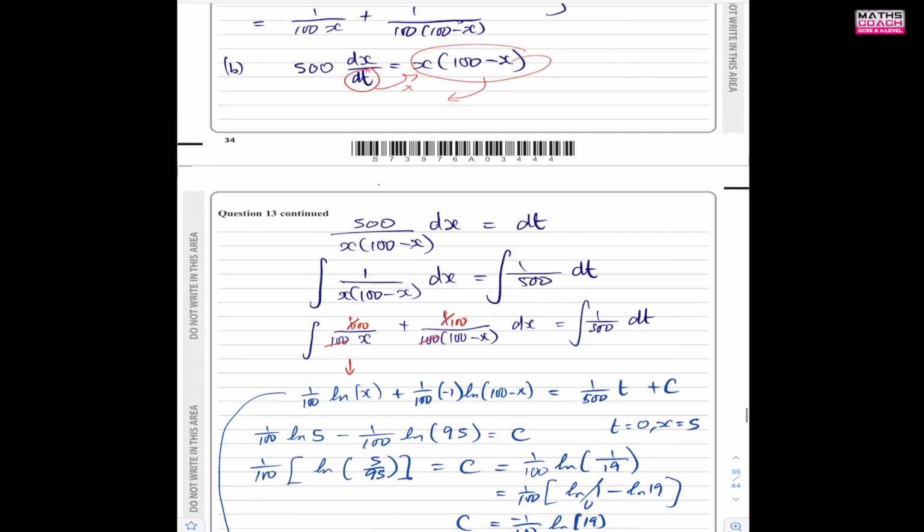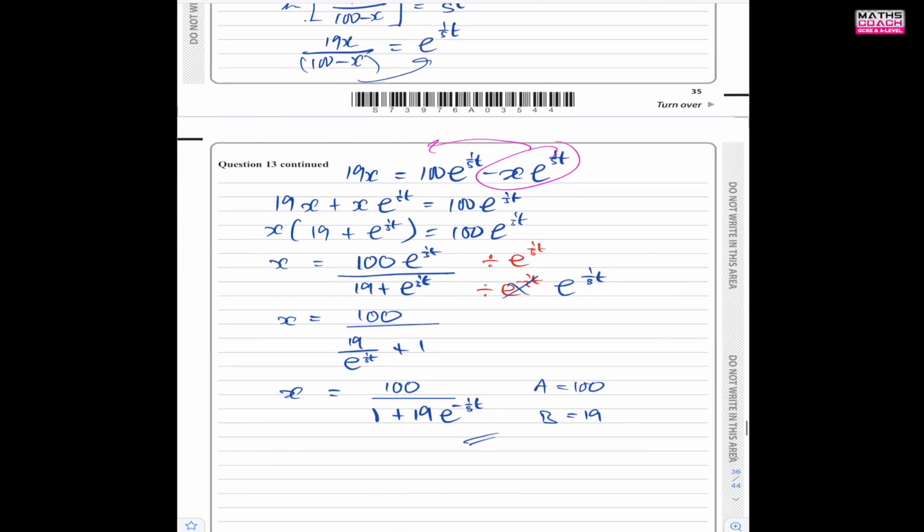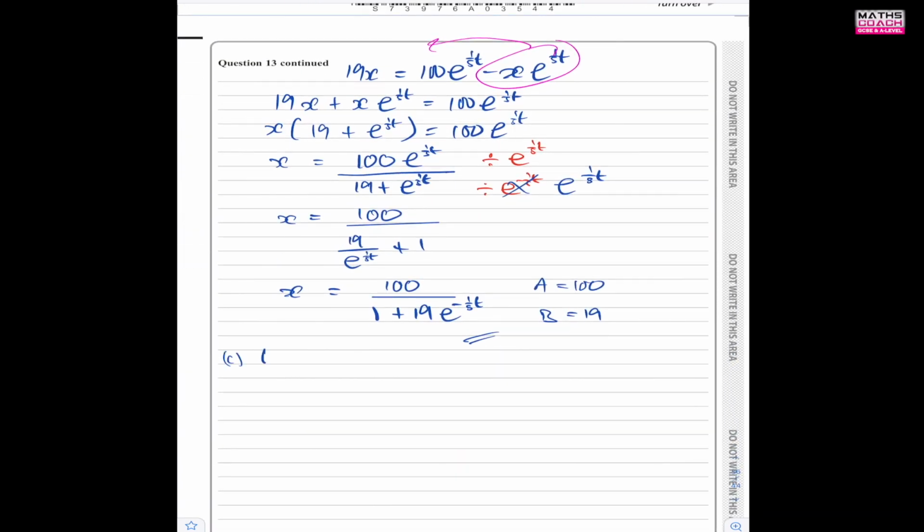C, hence find the area affected by the fungus 10 days after the start of the study. So question C, 10 days. So substitute in t equals 10. So x would be 100 over 1 plus 19 e to the power of minus 1 over 5 times 10. So just substitute this all into your calculator. That gives you 28 meters squared for the area.